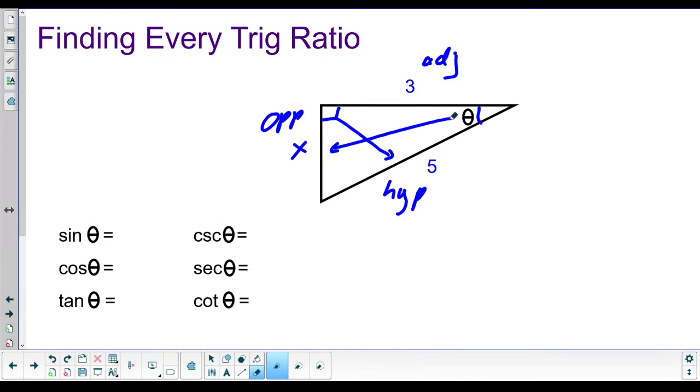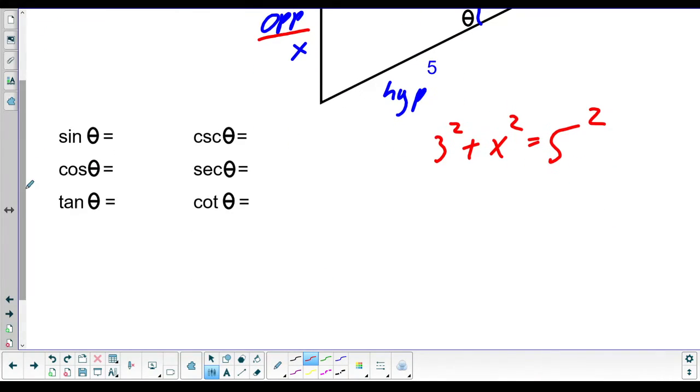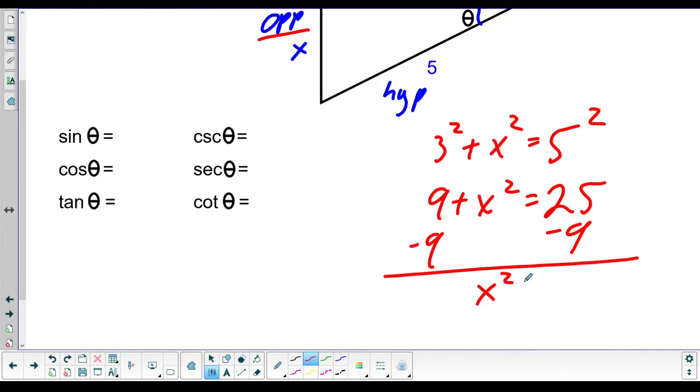So now that we have that labeled, it'll make it a little bit easier for us to find our trig ratios. But first we have to find the missing side x using Pythagorean theorem. So we want to take our adjacent and opposite sides. These are A and B, or B and A. It doesn't matter which is which. So 3 squared plus x squared equals our hypotenuse, 5 squared. So 3 squared is 9, plus x squared equals 25. Subtract 9. x squared is 16.